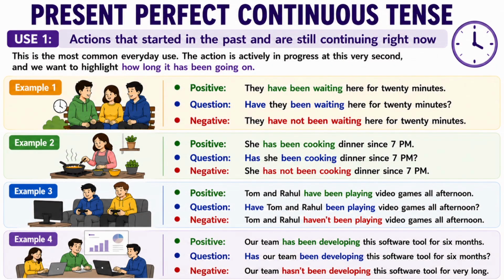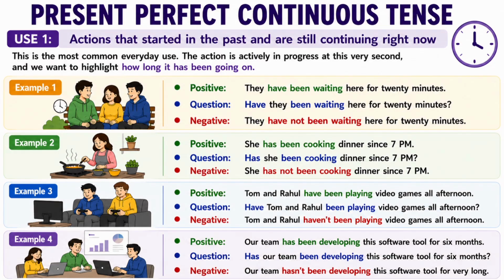Now let's see where we use this tense. The first use is actions that started in the past and are still continuing right now. This is the most common everyday use. The action is still in progress at this very moment, and we want to show how long it has been happening. Example 1. Positive. They have been waiting here for 20 minutes. Question. Have they been waiting here for 20 minutes?